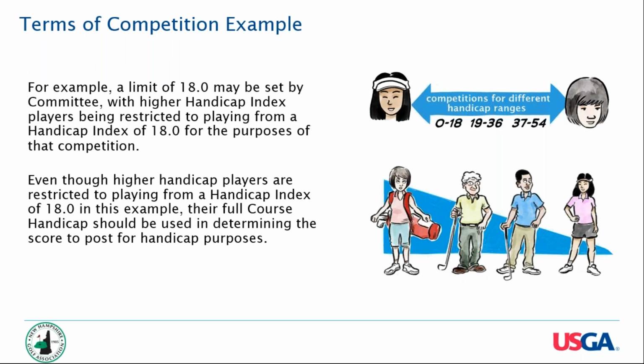So, terms of competition example, a limit of 18 may be set by the committee, with higher handicap index players being restricted to playing from a handicap index of 18 for the purposes of that competition. Even though higher handicap players are restricted to playing from the handicap index of 18 in this particular example, their full course handicap should be used in determining the score to post for handicap purposes. All right.